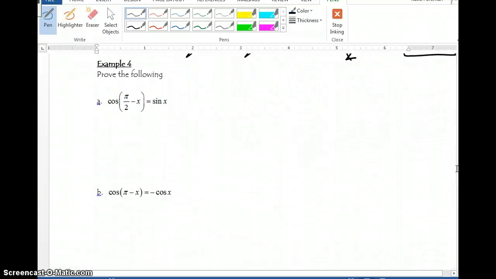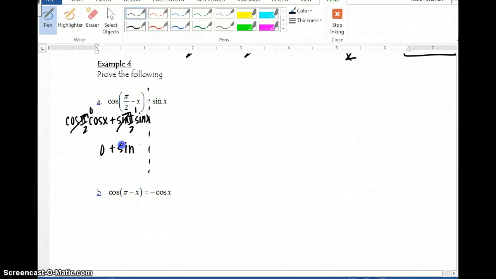Alright, now we can use our expansions with proofs. On the left-hand side, cosine of the first, cosine of the second. Change the operation, sine of the first, sine of the second. Cosine of pi over 2 is 0, sine of pi over 2 is 1. So I get 0 plus sine x. Exact same function on the left as it is on the right.